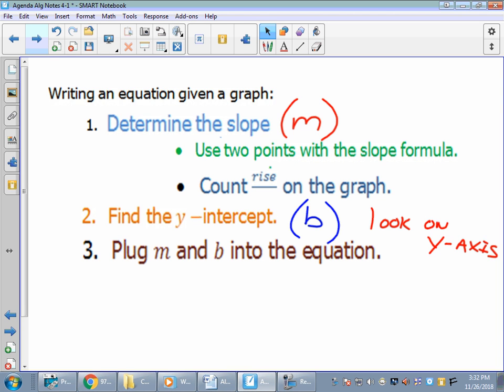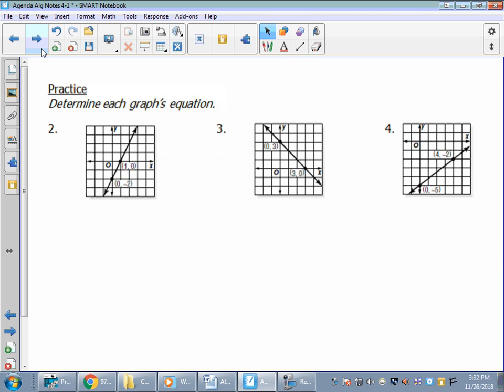Y equals mx plus b. So let's do a practice problem. Let's just do number 3 here. We can work on 2 and 4 later on. All right, so number 3.